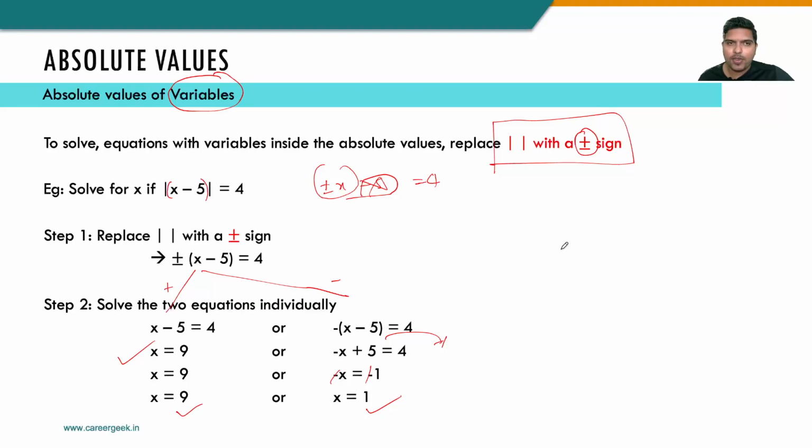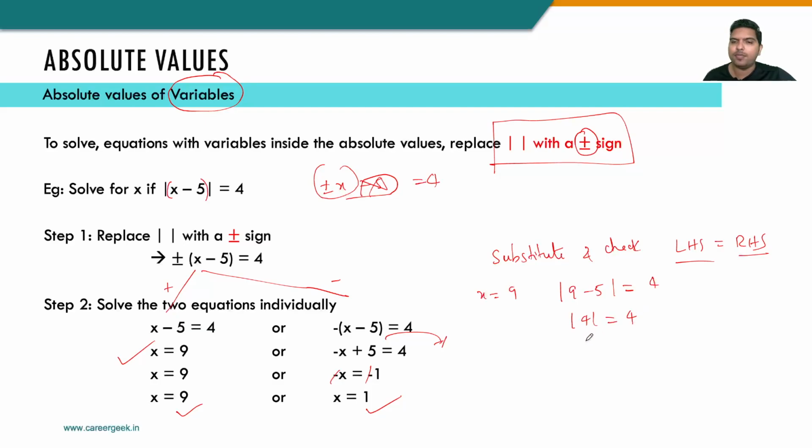For people who are not comfortable with inequalities or modulus, especially the modulus, once you found the values, you can always substitute and check if it is satisfying the given equation. Check for LHS equal to RHS. Left hand side and right hand side both have to be same. Rather, I'll suggest this for everyone, right? So if I substitute x is 9, mod of 9 minus 5 is 4, mod of 4 is 4, and this is 4, right? So this is true, so x is equal to 9 satisfies. Same, try substituting for 1 and check.